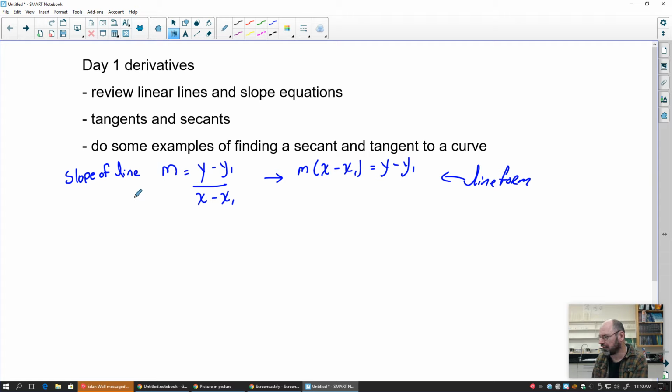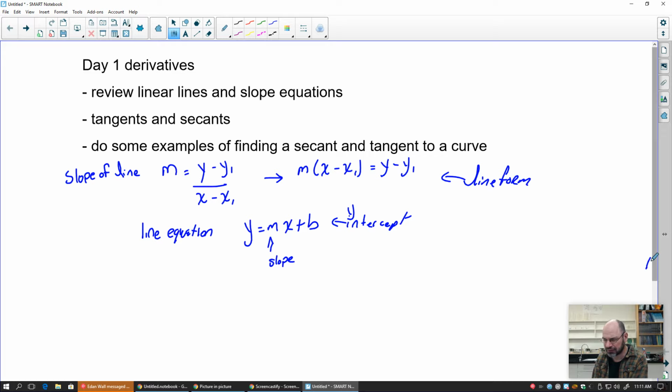And we have the equation of a line in slope-intercept form. If we have y equals mx plus b, this b is the y-intercept and m is the slope. That's the slope-intercept form of a line equation. Both are grade 10 stuff.